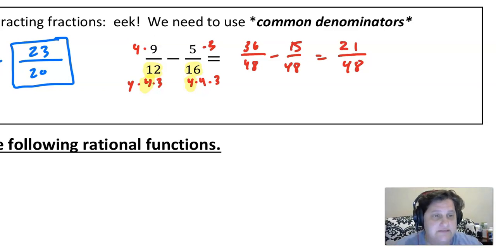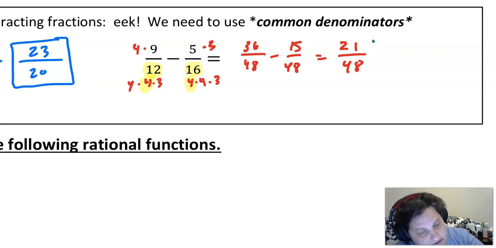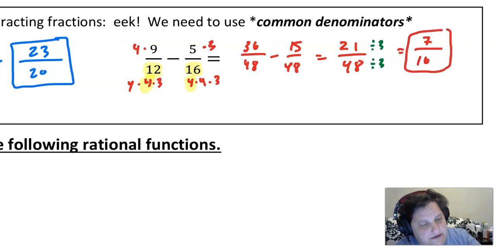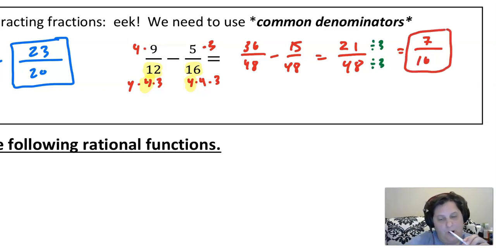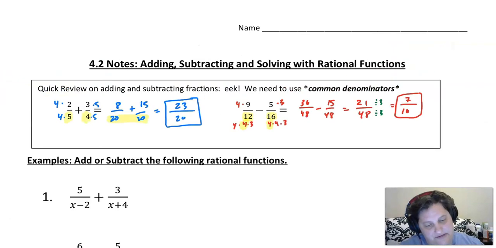Once you get to this step, you want to check whether you can simplify more. From the beginning, that 9 over 12 could have simplified down more, but that's all right. We can check to see if I can simplify this down. These both divide by 3, so it's going to be 7 over 16. Hopefully that makes sense.